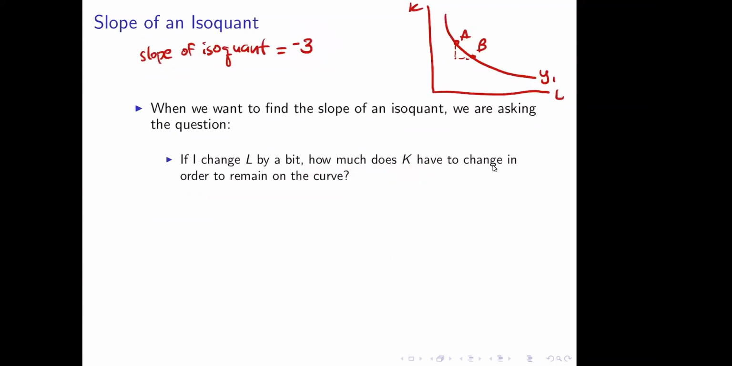Okay, and you can actually find the way to compute this slope. We start with the production function. To move from point A to point B, there would be a change in both L and K, because A to B moves in this direction. That means L has to increase and K has to decrease. So both K and L change simultaneously, but still, F(K, L) has to be constant.